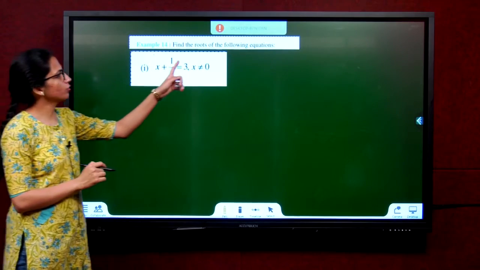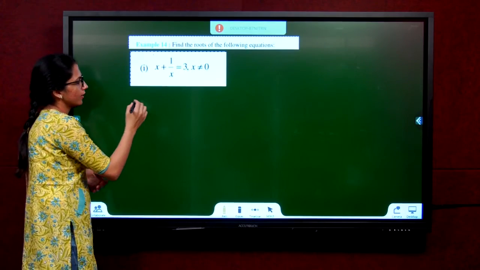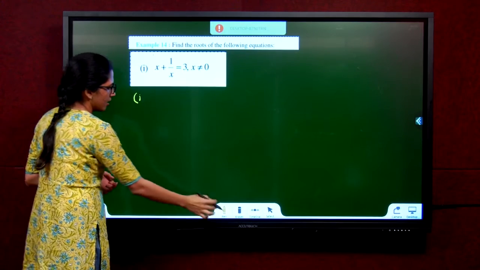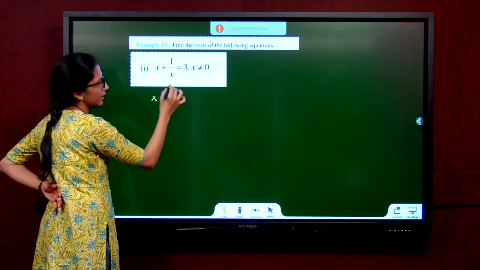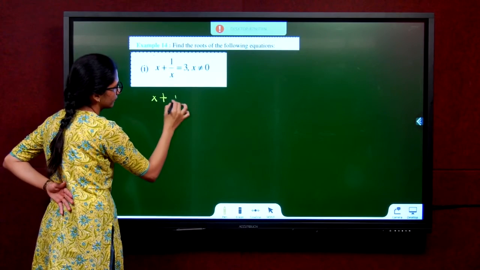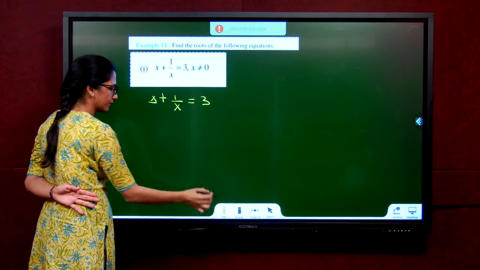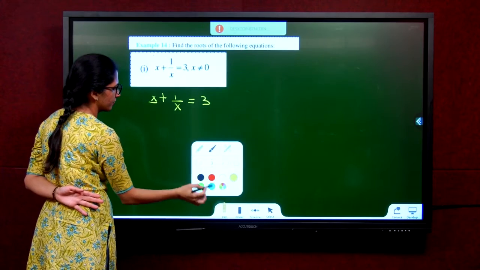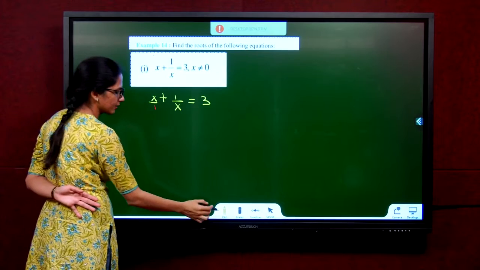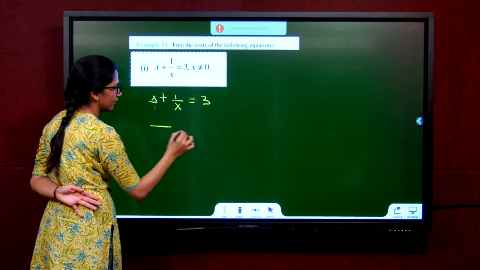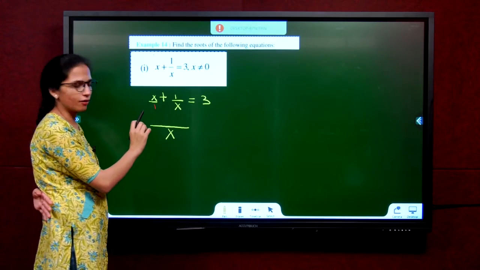Find the roots of the following equations. First question is given here. How do we do this? x plus 1 by x is equal to 3. What number is here? There is no number there. So can I say that number is 1? Yes. LCM of 1 and x is x only. Whenever you don't know what the LCM is, simply multiply the denominators.